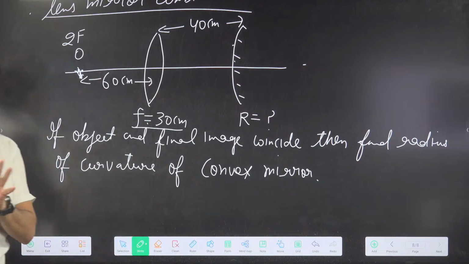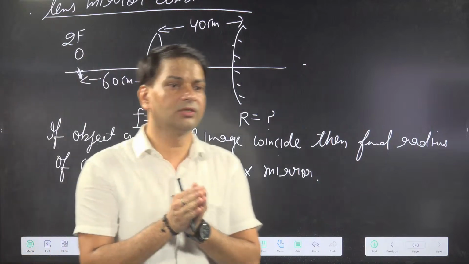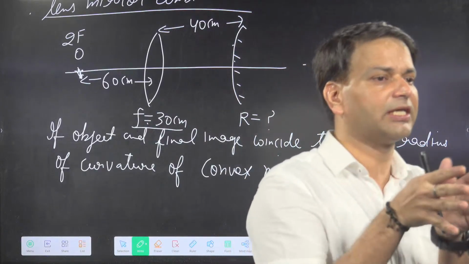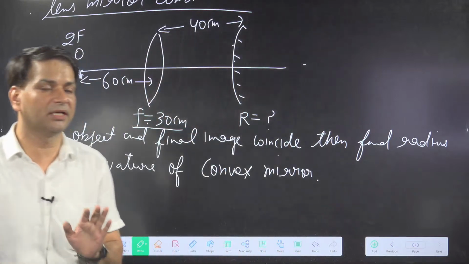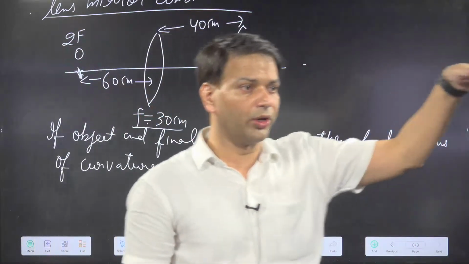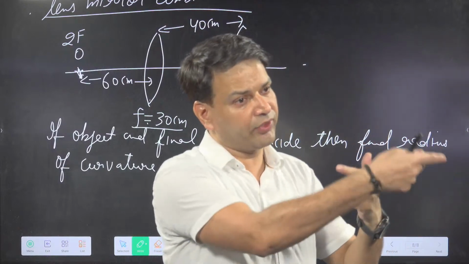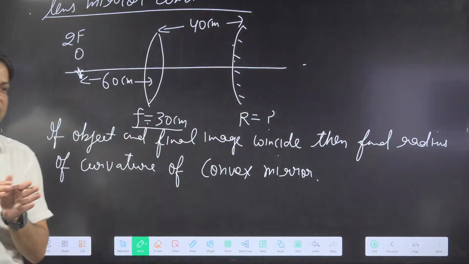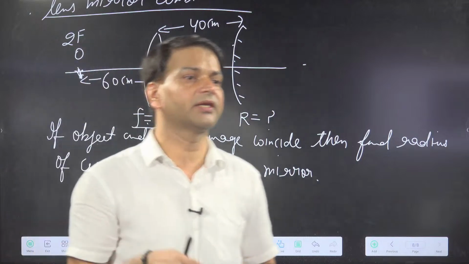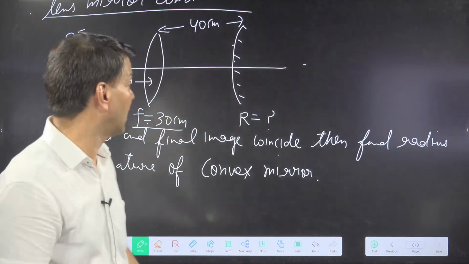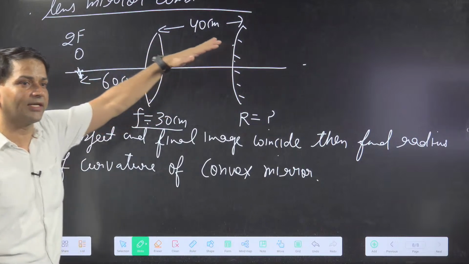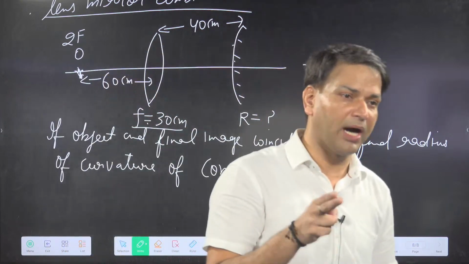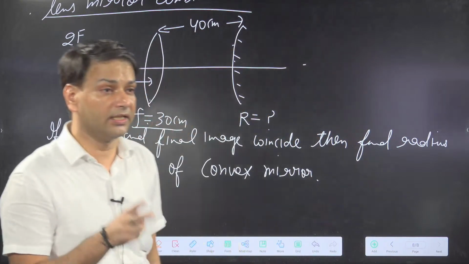Now they are saying the object and final image coincide. In the case of a mirror, if the final image and object coincide, it means the light ray has to retrace the path. What is the meaning of retracing? How it is incident on the mirror and the lens, the same way it has to come back. Then object and image will coincide. Again, path retracing means how it is incident, the same way it has to reflect and refract back to the same point.